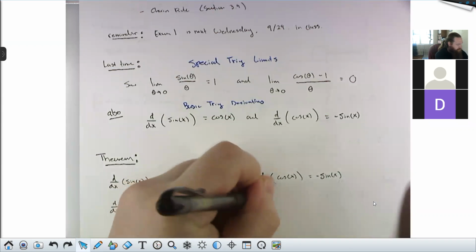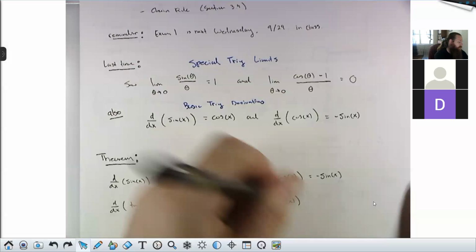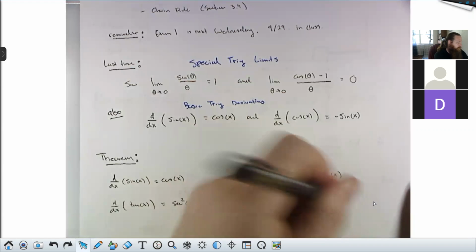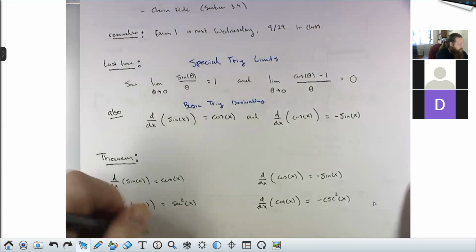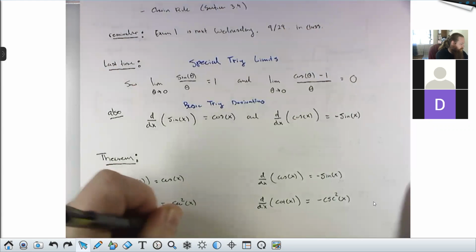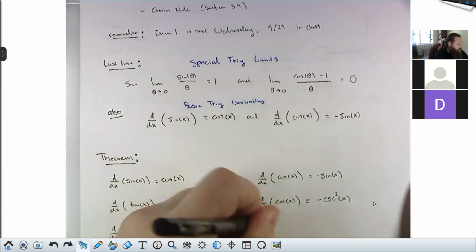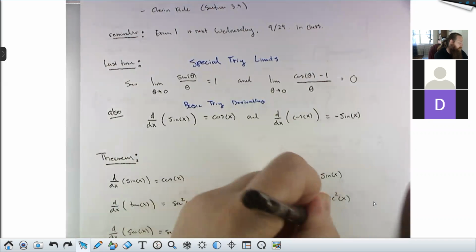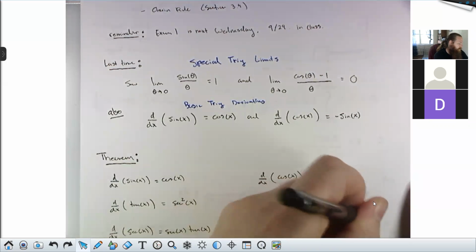The derivative of cotangent is negative cosecant squared of x. The derivative of the secant function is secant x tangent x. And the derivative of the cosecant function is negative cosecant x cotangent x.